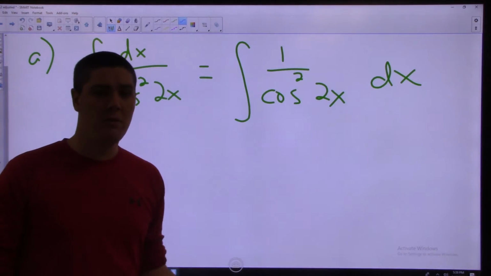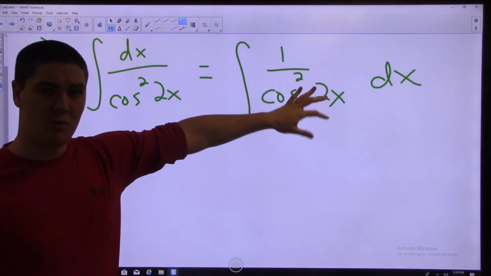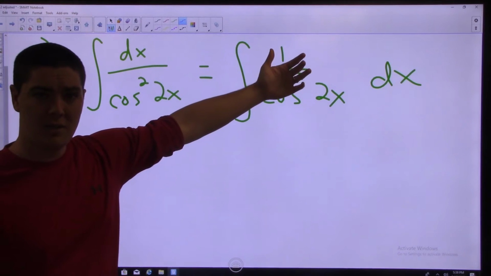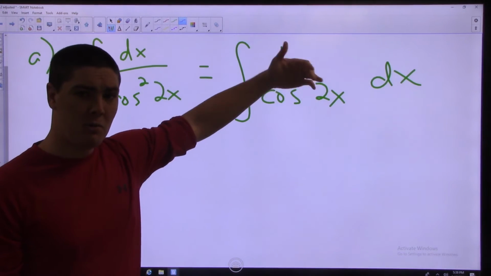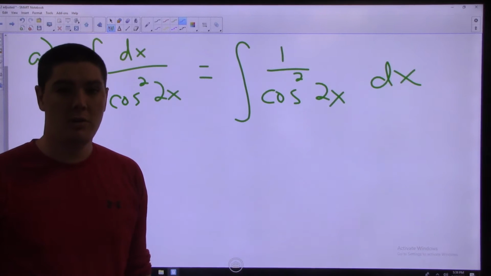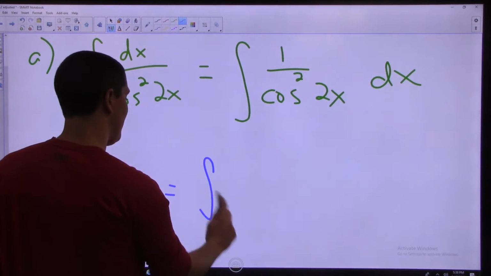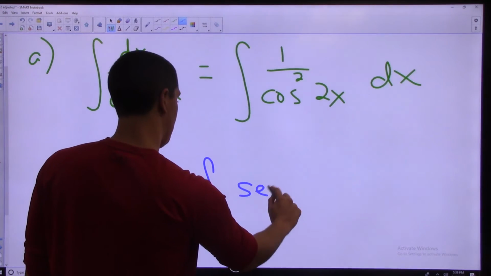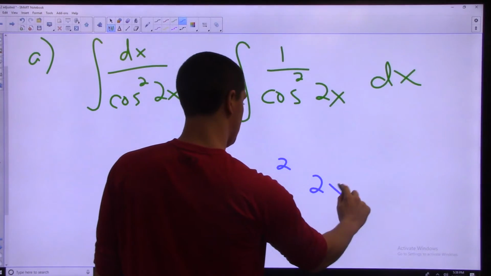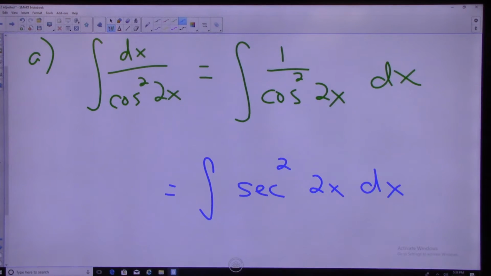Okay, going back all the way to advanced math. If you look at 1 over cosine squared of 2x, isn't that the reciprocal of cosine squared 2x? If you think about reciprocals, what is the reciprocal of cosine? When we talked about it in advanced math, it was secant. So we can rewrite this as the integral of secant squared of 2x dx, rather than writing it as 1 over cosine squared 2x. That's the same thing as secant squared.